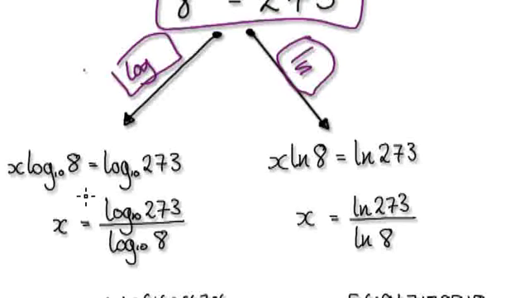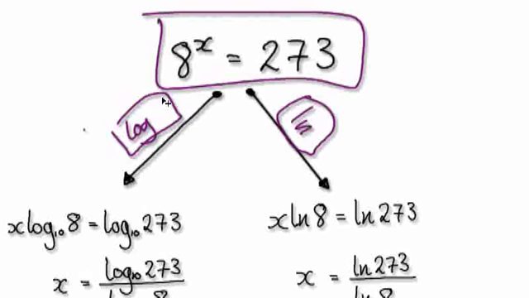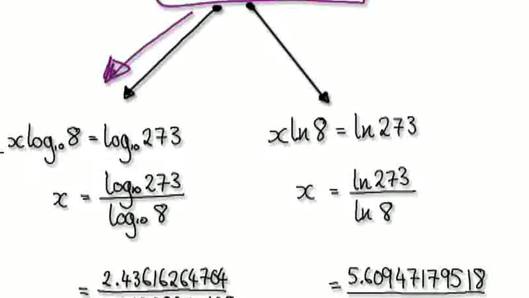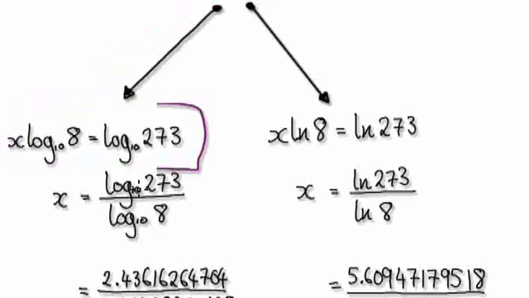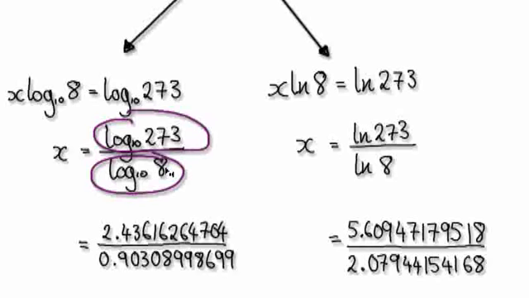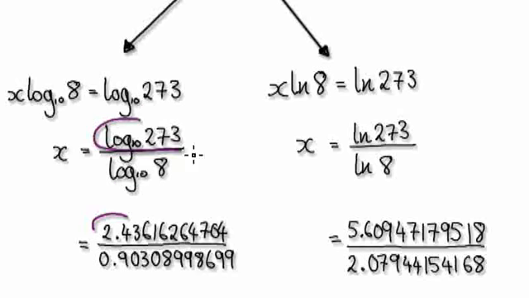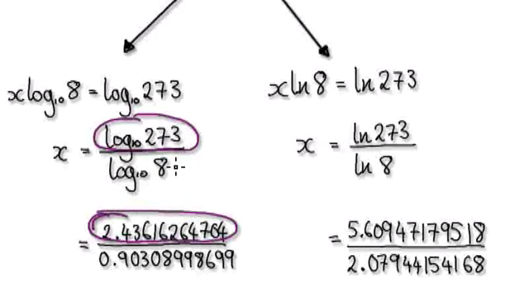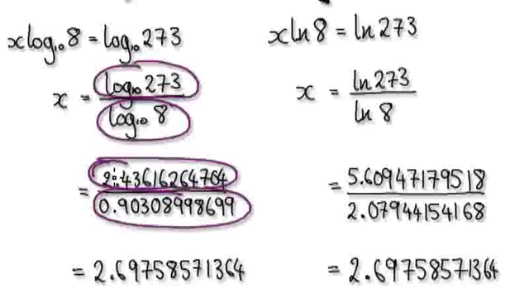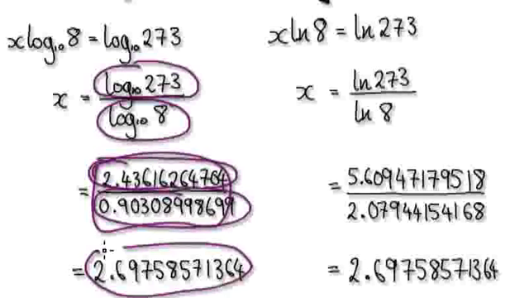If you're trying to solve for x, you would log both sides, which gives you this, and then x equals this divided by this. On your calculator, log 273 gives you this value, log 8 gives you this value, and then dividing them gives you x.